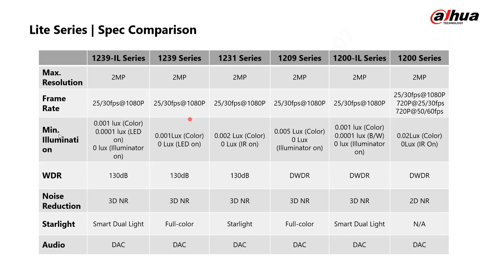We have different illuminations, minimum illumination functions. We have 0.001 lux, and an addition of zero here supports the LED. So all these are going to ensure that even if we don't have enough lighting in the environment where the cameras are placed, they still give you better image quality. We have the smart dual lighting by this IL here, full color by this value, starlight by the last figure here, and IL again repeated, and some other standard functions. All these support digital audio over the coaxial cable, meaning they have a built-in mic included in these particular cameras.